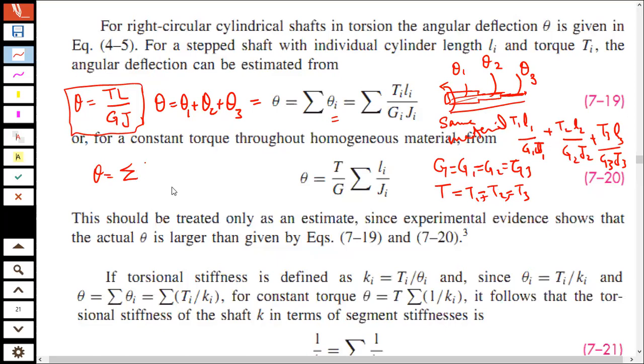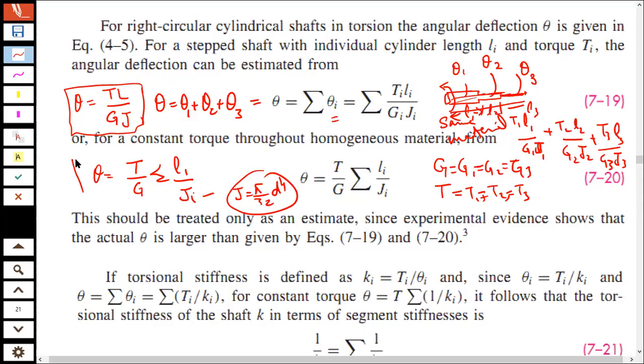So with that, my theta will become the sum of, since T is the same, therefore I will take that out, and it will be T by G times the sum of Li over Ji, because these are different. J is equal to pi by 32 D to the fourth, so that will be different for the different sections. Similarly, the length is also different. L1, this will be the length of the second section, L2, and the length of the third section, L3. So these are different, but I can calculate my theta with this equation, which is equation 7-20. ठीक है जी.